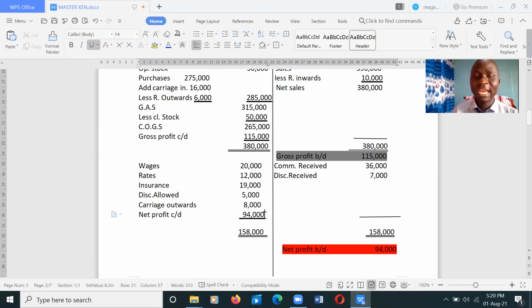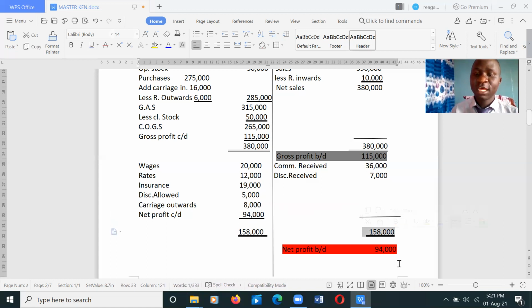Now, for us to get the difference between revenues and expenses, which means that this business is making a profit, we simply take revenues 158,000 minus 64,000, we get 94,000. So now this 94,000, you write it on the left-hand side as net profit carried down. If you add it to the expenses of 64,000, it will balance at 158,000.